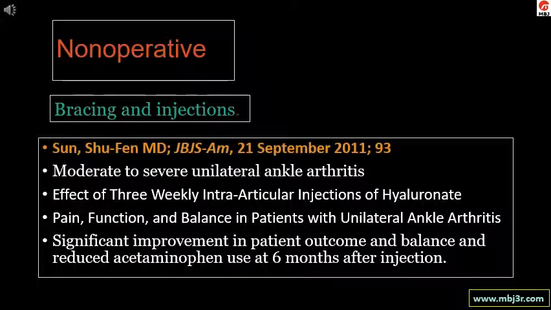Some surgeons give intra-articular steroid injections, some surgeons give hyaluronic acid. Sun et al. studied the effect of 3 weekly intra-articular injections of hyaluronic acid on pain, function, and balance in patients with unilateral ankle arthritis. They demonstrated that 3 weekly injections of hyaluronic acid in patients with moderate to severe unilateral ankle arthritis provided significant improvement in patient outcome and balance and reduced acetaminophen use at 6 months after injection.